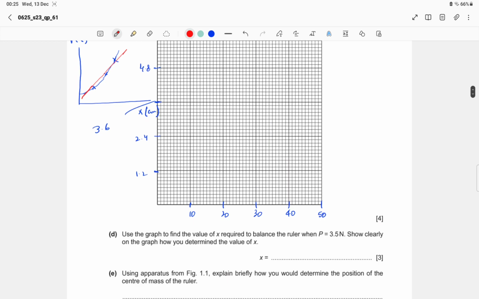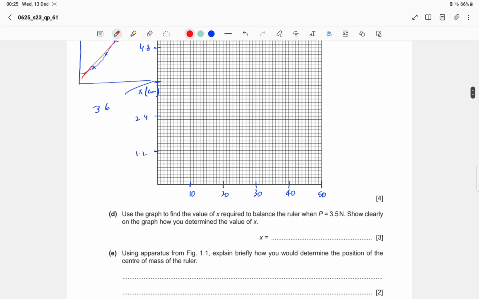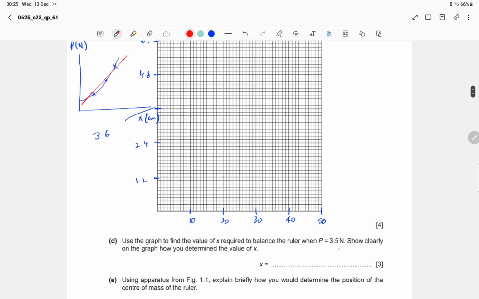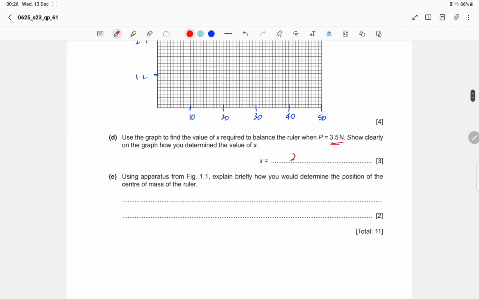Use the graph to find the value of x required to balance the rule when P equals 3.5 newtons. Again, you have to see where 3.5 newtons is in the graph, and then find the value over here. This is the required value, which is going to be 26.5 for my case, and 26.5 is going to be in centimeter.